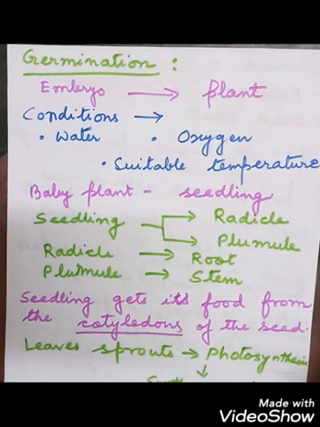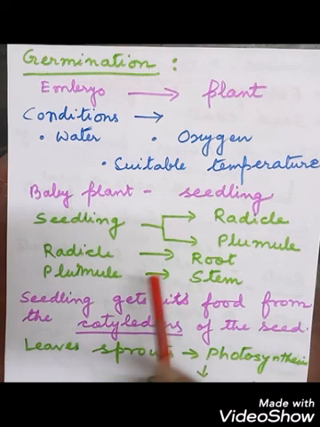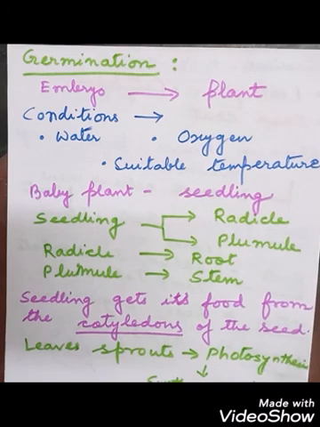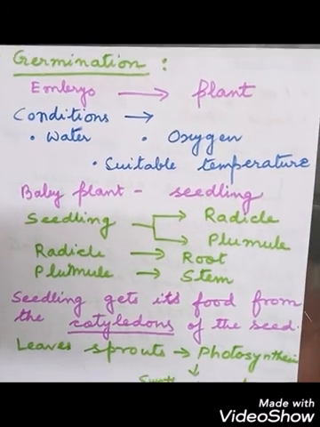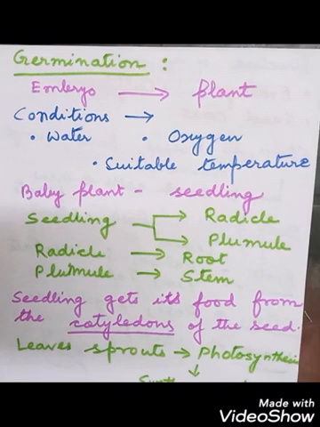If the temperature is very high, the germination process will not take place and the seeds will die. If the temperature is very low, the seeds will also not develop into seedlings, the smaller plants. So a particular temperature is necessary for the growth of the seedling. If there is no oxygen, the seed also cannot germinate. So proper aeration or oxygenation is needed for the growth of the seedling, and water is also necessary.